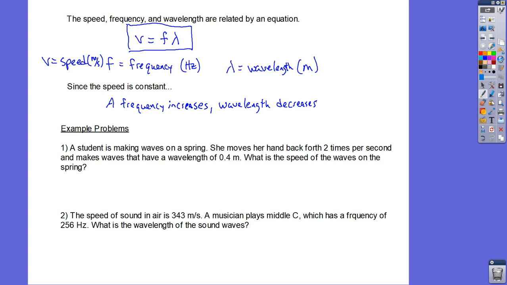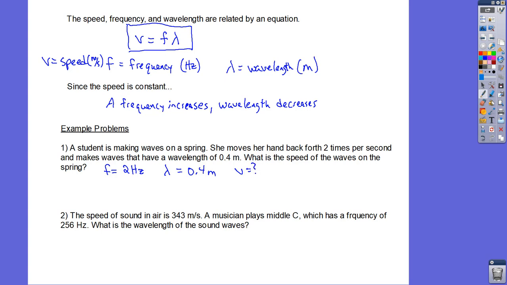Let me do a couple quick example problems. Okay, so a student is making waves on a string. She moves her hand back and forth 2 times per second and makes waves that have a wavelength of 0.4 meters, and we want to calculate the speed of the wave. So looking through here, I'm going to be systematic. Back and forth 2 times per second, that's a frequency. How often it happens. How many times per second? 2 times. So the frequency is equal to 2 hertz, or 2 waves per second. And we have a wavelength equal to 0.4 meters. And we want to know what is the speed.